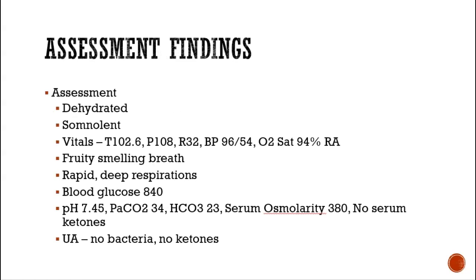On assessment, it's determined that this patient's dehydrated, they're somnolent, vital signs are listed there. You're noting that fruity smelling breath again, rapid deep respirations, and the blood glucose is 840. ABGs show a pH of 7.45, PaCO2 of 34, and bicarb of 23. Serum osmolarity is 380, and there are no serum ketones present. The UA shows no bacteria or ketones as well.